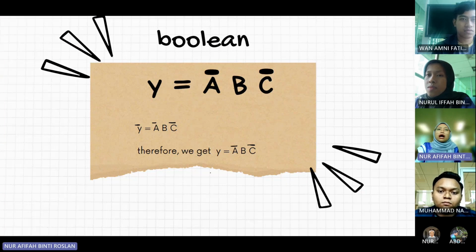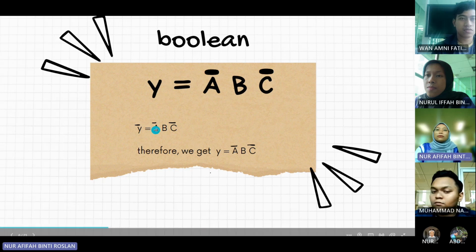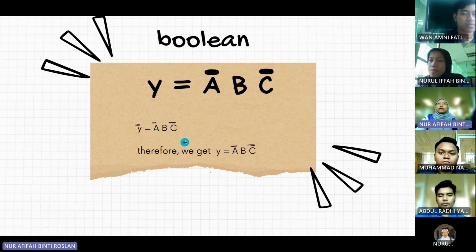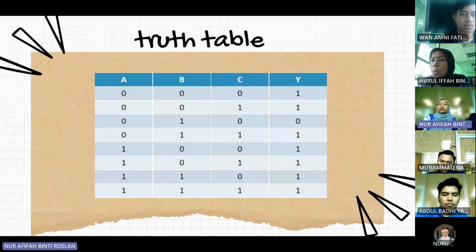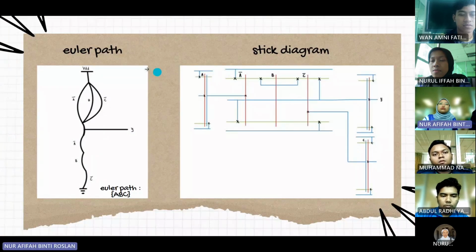So this is our Boolean. Our Boolean is Y bar equals A bar, B, and C bar. So we invert using an inverter. Therefore we get Y equals A bar, B, and C bar. Based on that Boolean equation, we get these two tables. So this is our final schematic diagram, and also our final Euler path, and our final stick diagram. Okay, that's all from me.